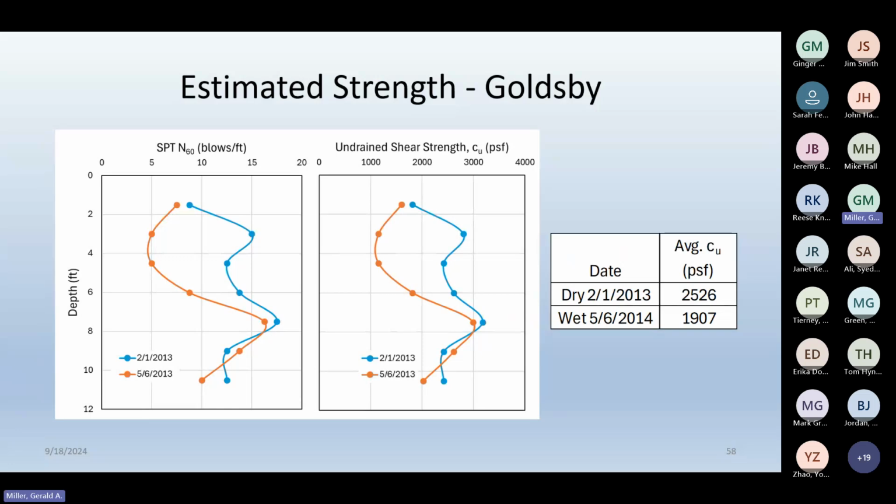And to do that, I assumed that the zone of influence for bearing capacity was the entire profile. So I averaged these over the entire profile to do my comparative analysis. The average undrained strength was 2526 for the dry date, and for the wet date, 1907. Now, if I was real conservative, I would have just looked at the upper 6 feet. The difference would have been larger.